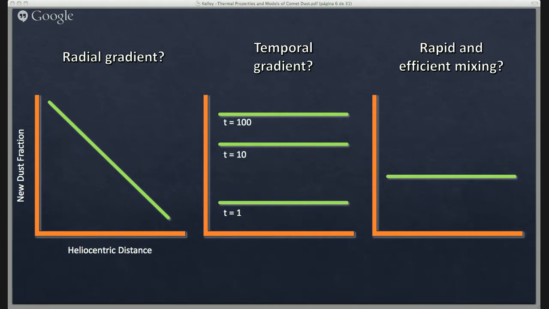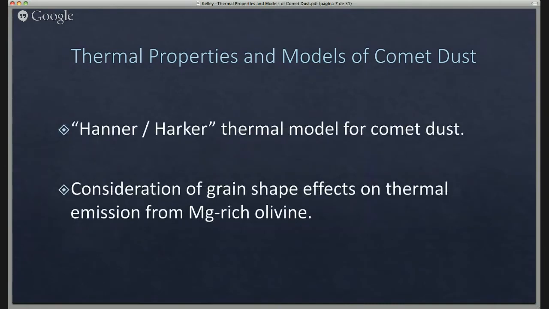Of course, there's lots of other fun things to do with them. So with that, let's talk about thermal properties and models of comet dust. What I'll do is talk about what I call the Hanner-Harker thermal model for comet dust. I'll just outline how we go about modeling this material and some results tying back to the early solar system. Then we'll talk about how grain shape effects change the thermal emission from, in particular, magnesium-rich olivine, but of course that could be other materials.